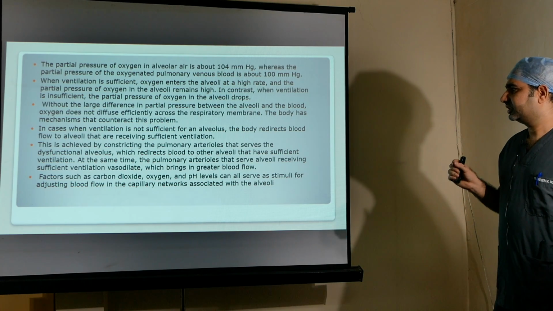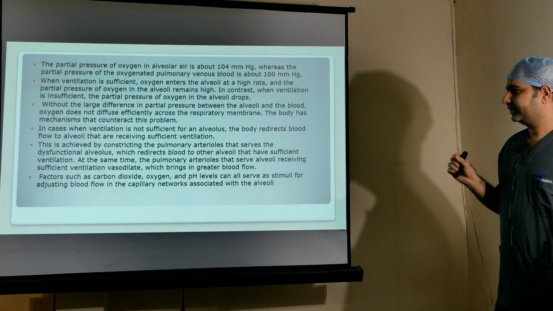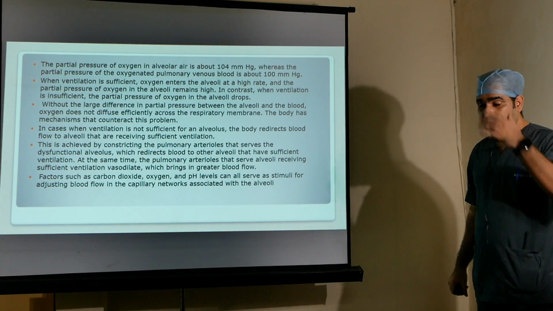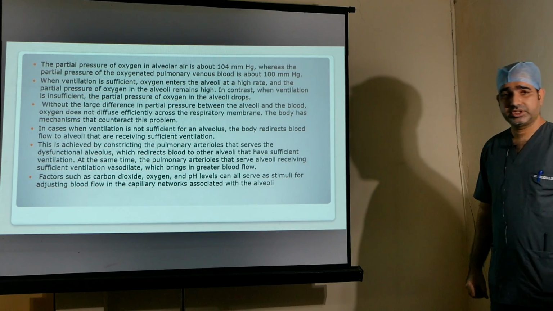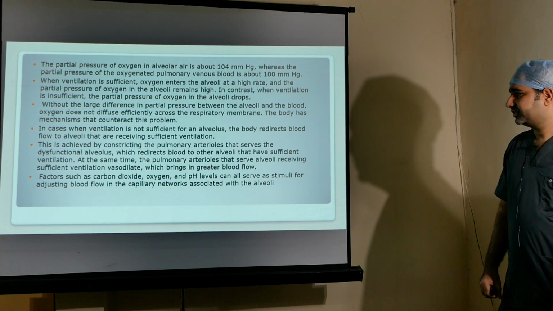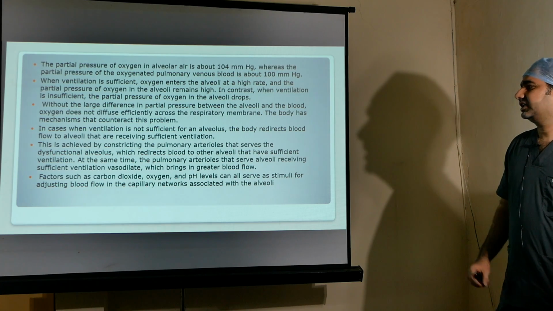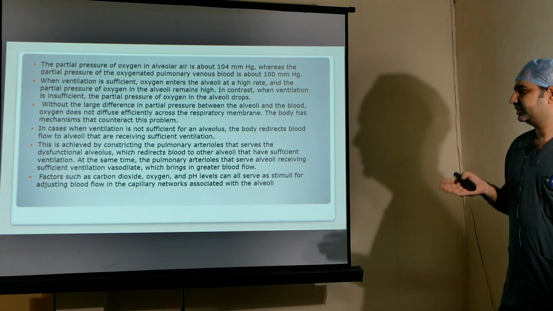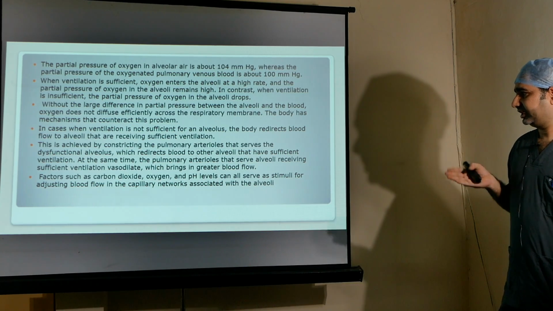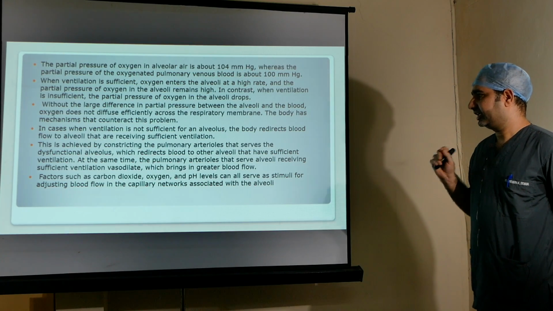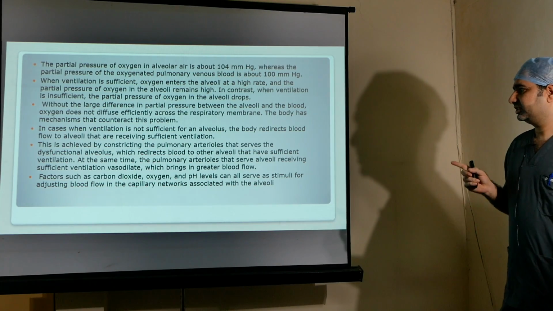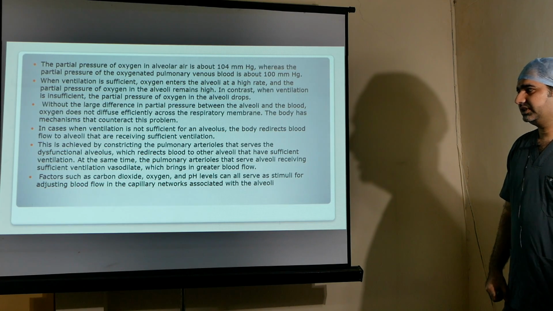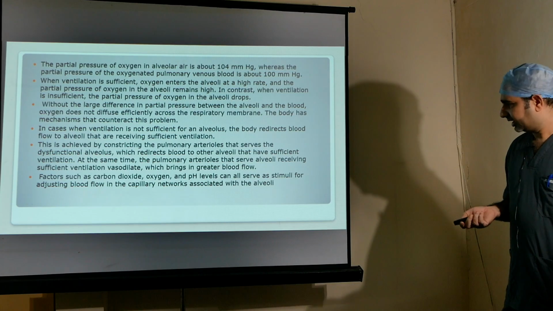This is achieved by constricting the pulmonary arteries that serve the dysfunctional alveolus, which redirects blood to the other alveoli that have sufficient ventilation. At the same time, the pulmonary arterioles that serve the alveoli receiving sufficient ventilation vasodilate, which brings in greater blood flow. This is the same as saying that when an alveolus is not sufficiently ventilated, the blood is directed to the alveoli that are better ventilated. Factors such as carbon dioxide, oxygen and pH levels can also serve as stimuli for adjusting blood flow in the capillary networks associated with the alveoli.